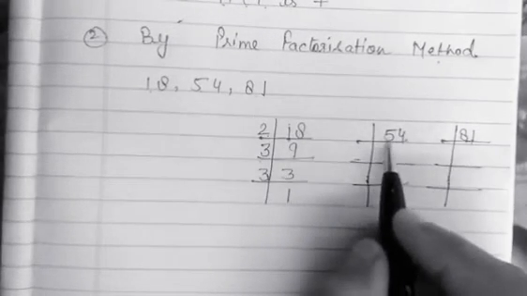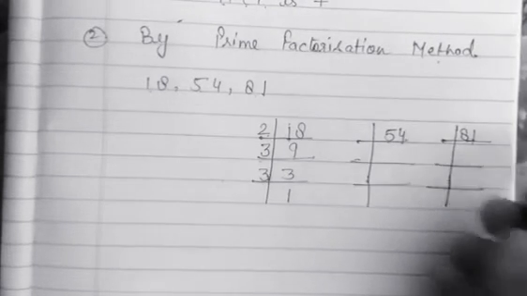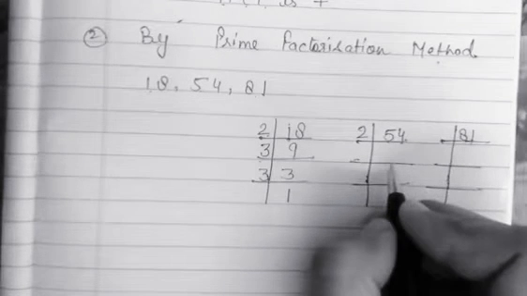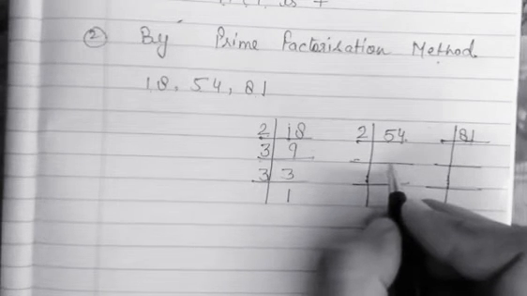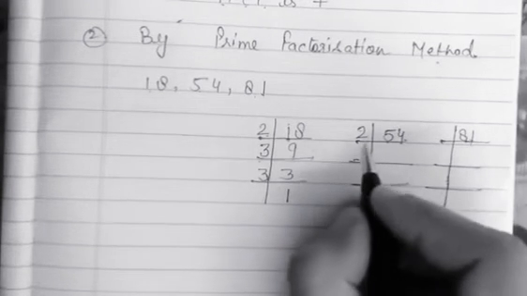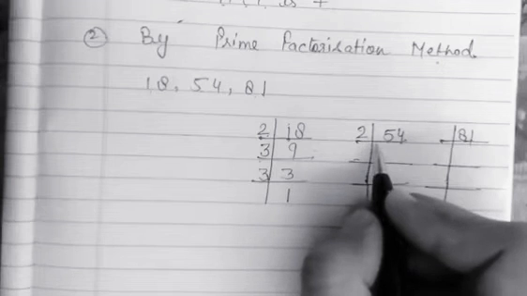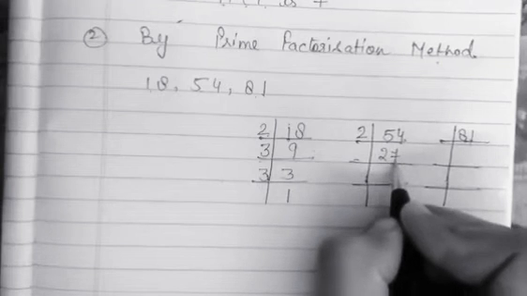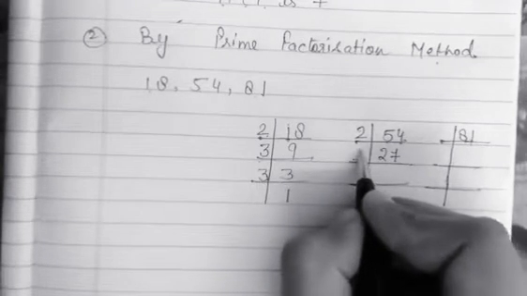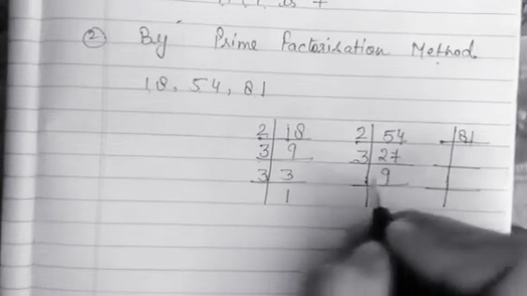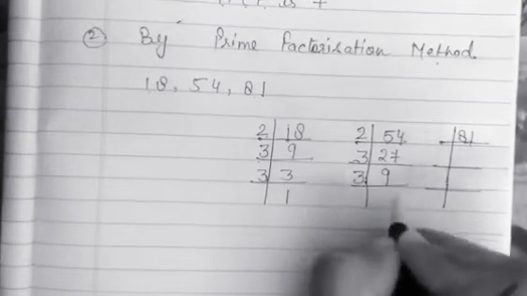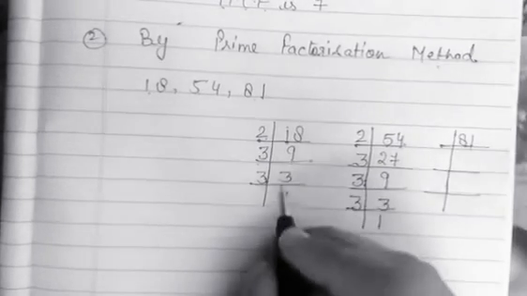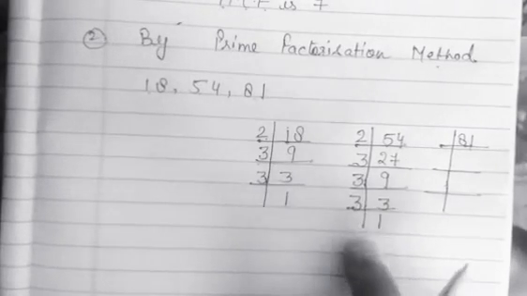The next number is 54. 54 is also even. It is divisible by the smallest number 2. You have to take the smallest numbers first, like 2, 3. 54 divided by 2 is 27. Now 27 divided by 3 is 9. 9 divided by 3 is 3 and 3 ones are 3. You have to do this process till the remainder comes 1.